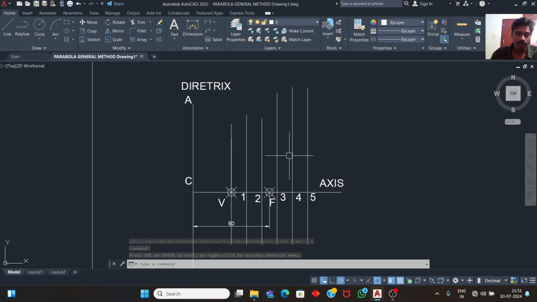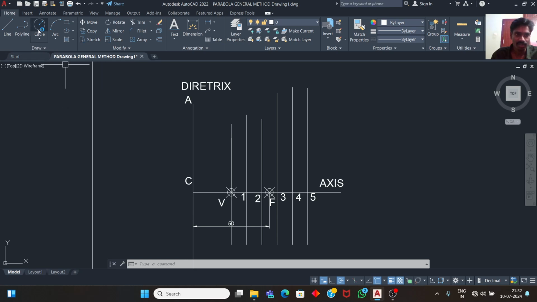Now, we need to mark the points for drawing the parabola curve. Okay, we need to mark the points on these perpendicular lines for drawing the parabola curve. So for that, we need to take the radius from the directrix to point 1 and from the directrix to point 2, and for each and every point we need to take the radius and mark the points on these lines.